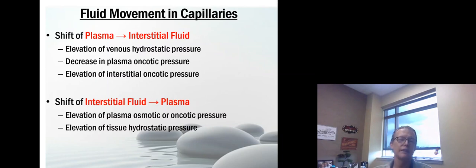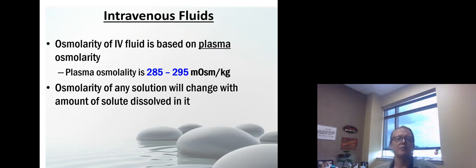And conversely, it can move the other way. If you have a high concentration of protein in the bloodstream, that can cause fluid to move from the interstitial space back to the plasma. And if you have an elevation of hydrostatic pressure in those spaces, that can also create a movement back into the vascular space. The primary mover and driver is going to be osmolarity.